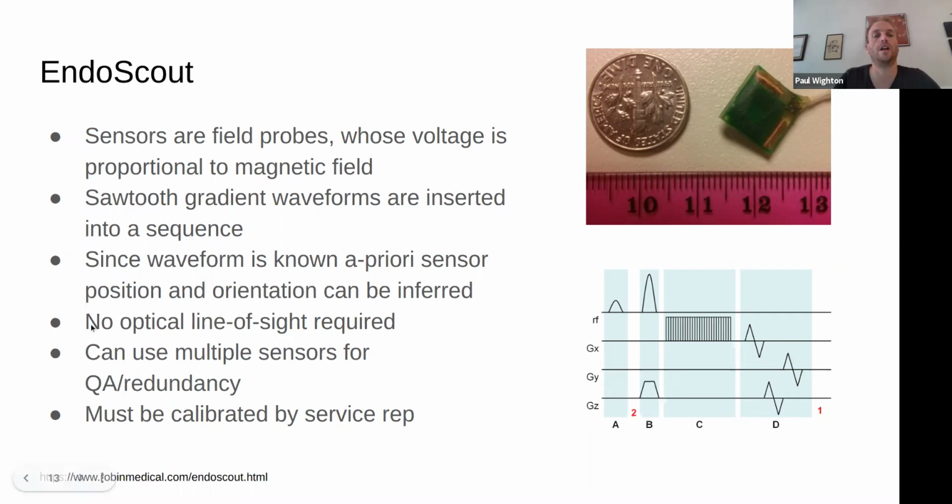It's great because unlike optical-based trackers, there's no line of sight required. You don't have to worry about openings in your head coil for cameras and that sort of thing. And you can use multiple sensors. This can work with upwards of, I think, last time I checked, 8 sensors at once. So, you can affix a lot of sensors. You can use that for redundancy or for quality assurance.